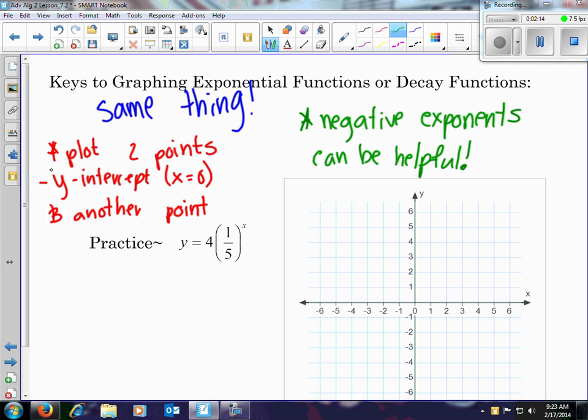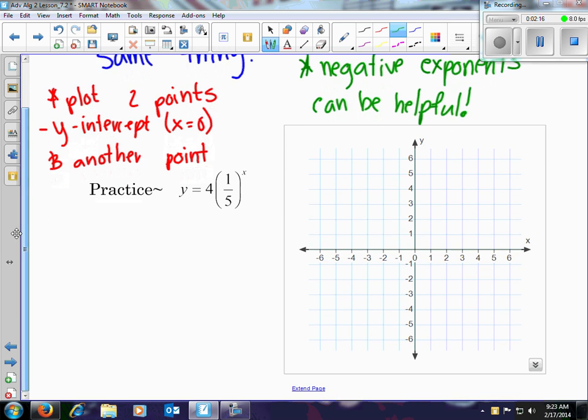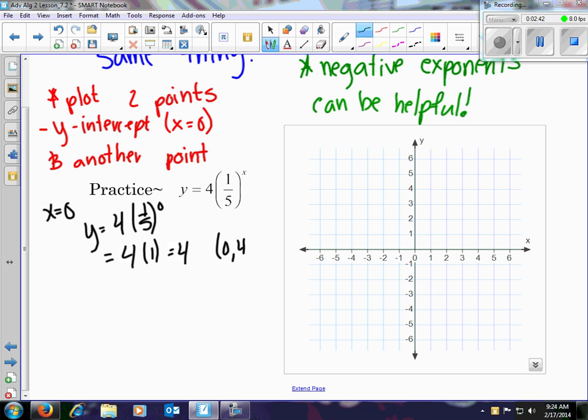Okay, so let's practice with this first example. We have y is equal to 4 times 1/5 to the x. First thing I'm going to do is set my x value to be 0 for my y-intercept. So I have y is equal to 4 times 1/5 to the 0 power. Anything to the 0 power is 1. So I have 4 times 1, which is 4. So my first point is going to be 0, 4. I'm going to be at 0, go up 1, 2, 3, 4, so my first point is going to be right here.